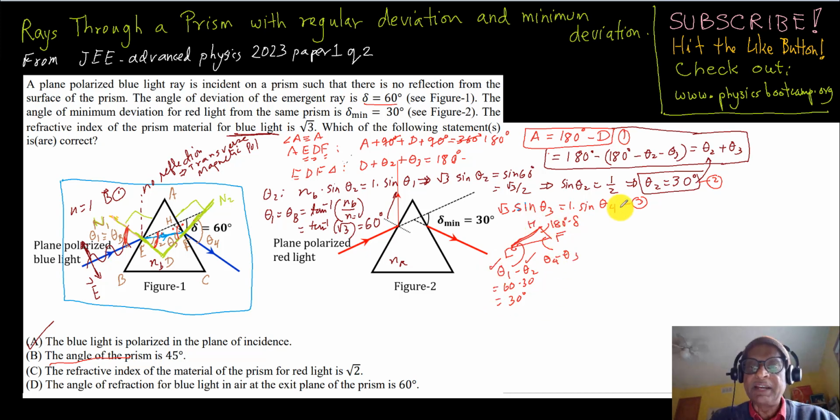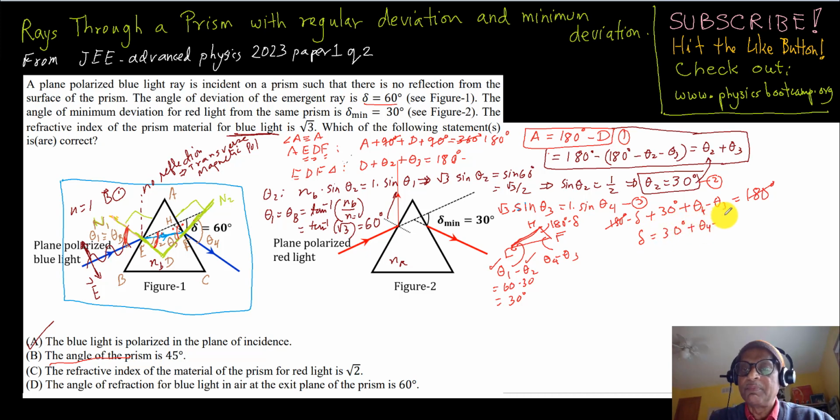So all this adds up to 180 degrees. So let's do 180 degrees minus delta plus 30 degrees plus theta 4 minus theta 3 equals 180 degrees, because we are in a triangle. But this guy cancels out. So delta is just 30 degrees plus theta 4 minus theta 3. And delta is given to be 60 degrees. So moving over, theta 4 minus theta 3 equals 30 degrees.